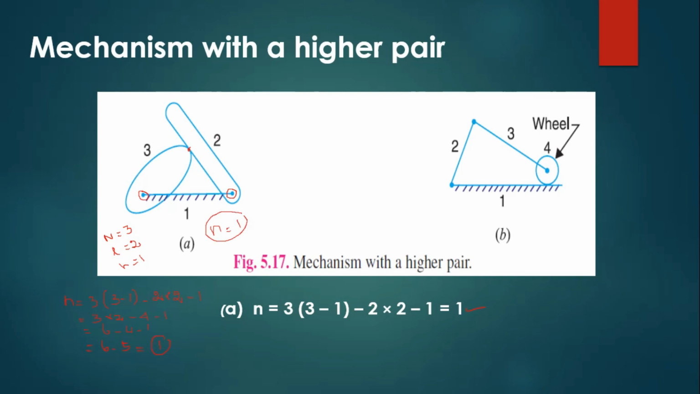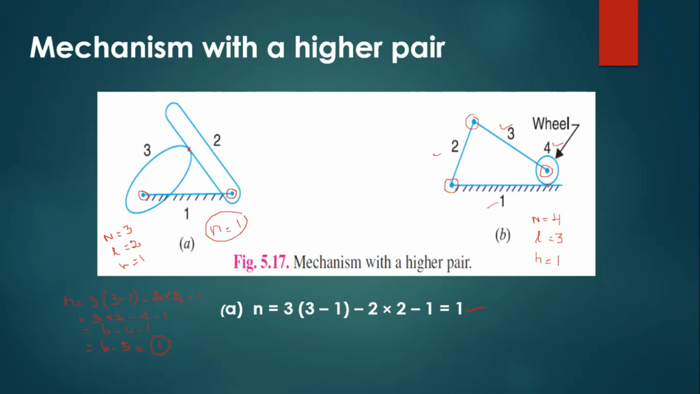Then what about this second case? How many links are there? Totally 1, 2, 3, 4 links are there, right? So capital N is equal to 4. Then what about lower pairs? How many lower pairs are there? See, link 1 and 2 joined at this point by pin joint, link 2 and 3 joined at this point by pin joint, and link 3 and link 4 joined at this point by pin joint. So totally L is equal to 3. And how many higher pairs? See, link 4 and link 1 joined at this place by line contact or line joint. So higher pair is equal to 1.